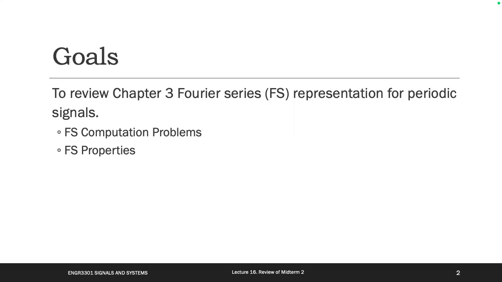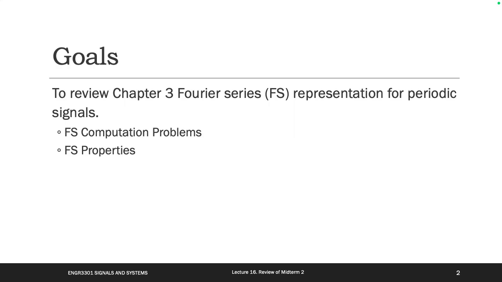Next, in chapter 4, we will talk about the Fourier transform representation for any signals. I will tell you the difference between Fourier series and Fourier transform. Usually, the Fourier series is specific to periodic signals, and the Fourier transform is for any signals. Okay.